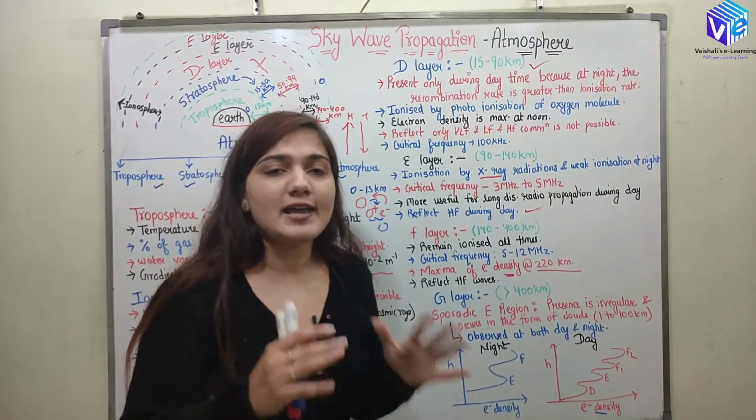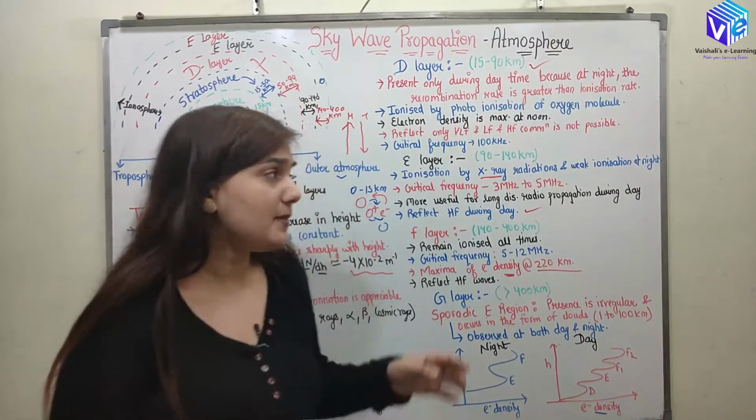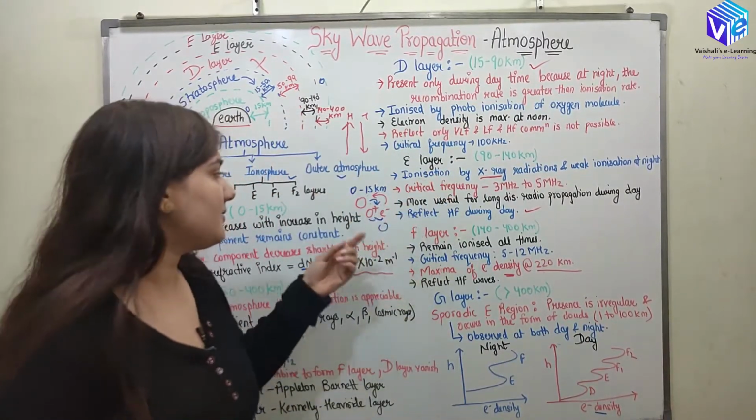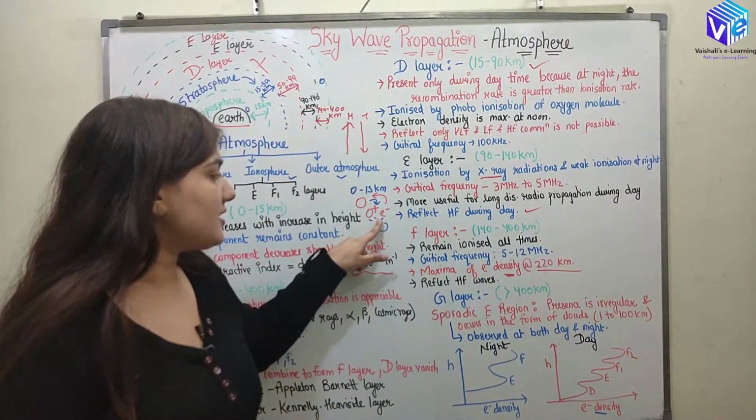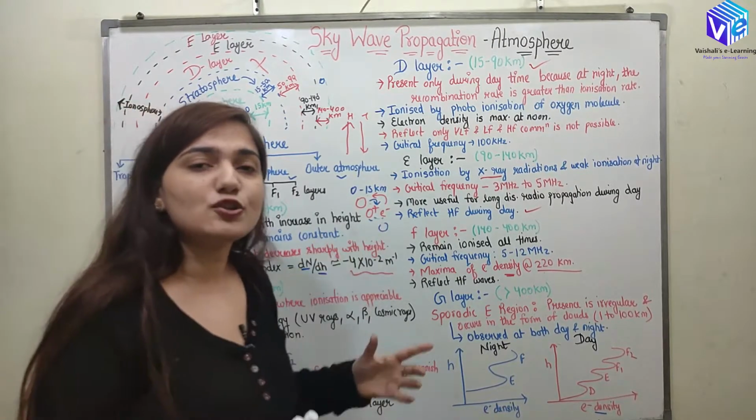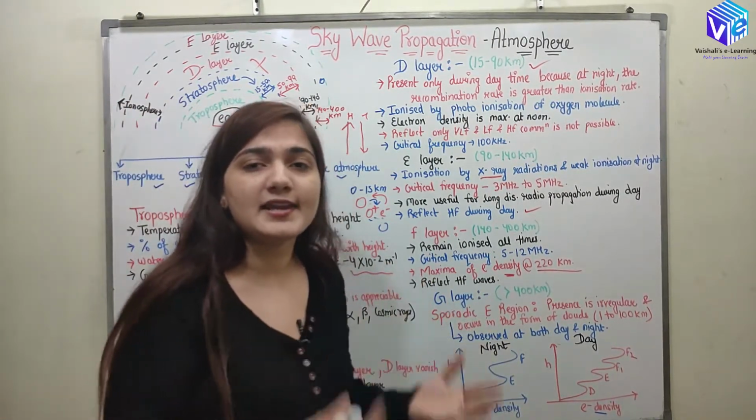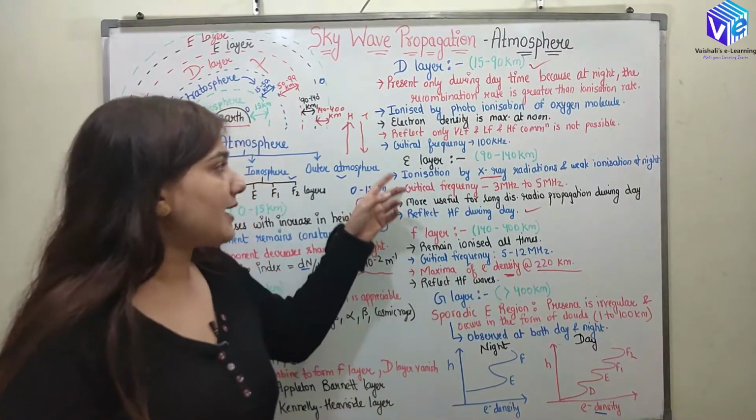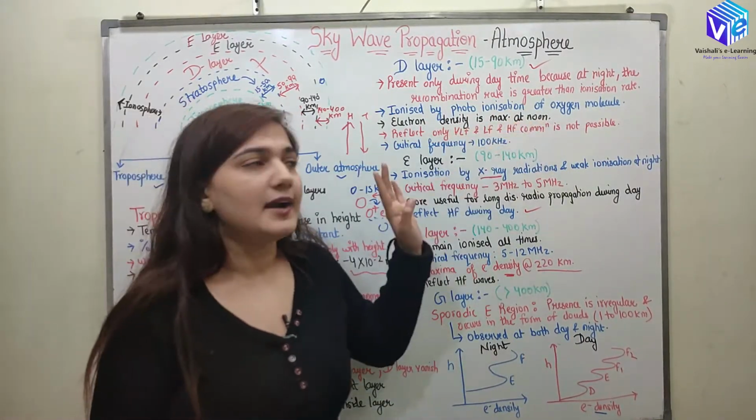So most of the ionization happens during the noon time, and when the ionization is maximum, you can see that during ionization electrons are also released. So electron density will also be maximum when the ionization is maximum. So I can say electron density is also maximum at noon time.